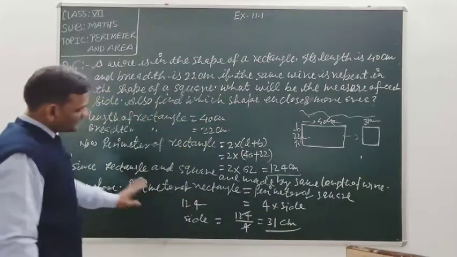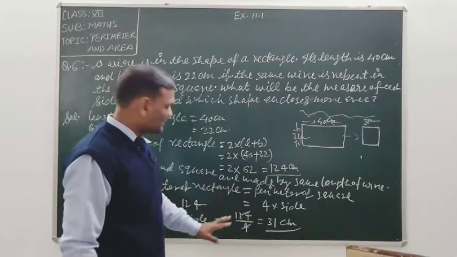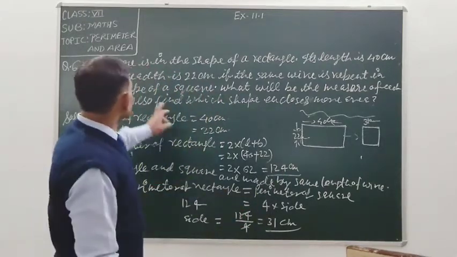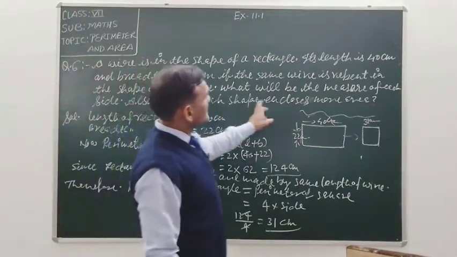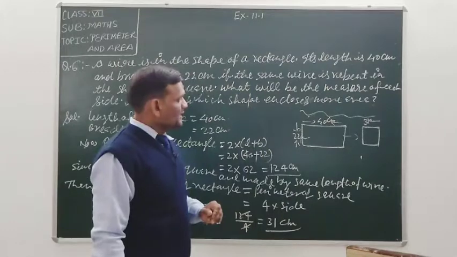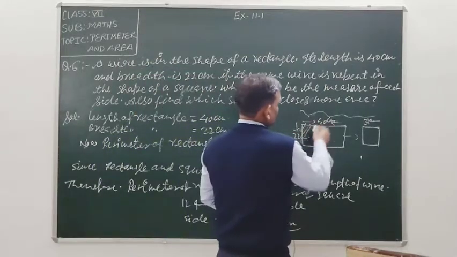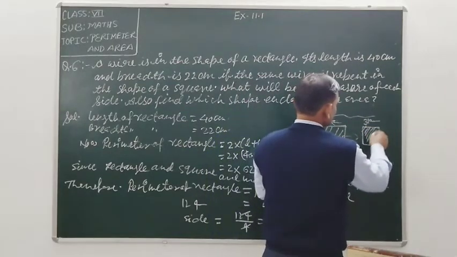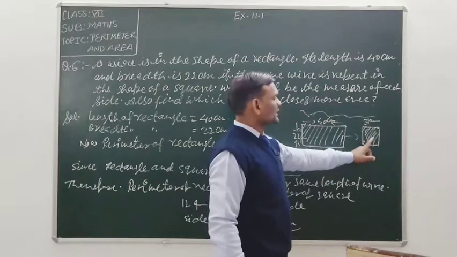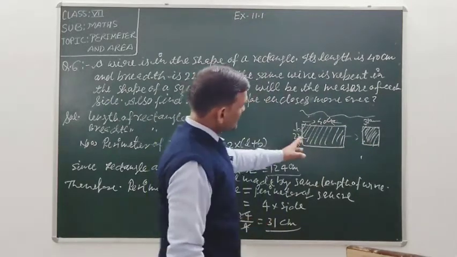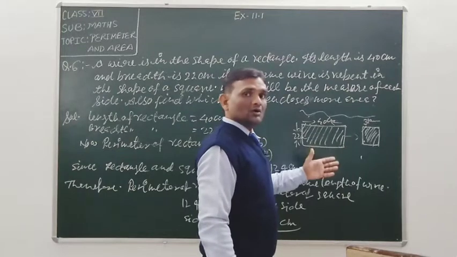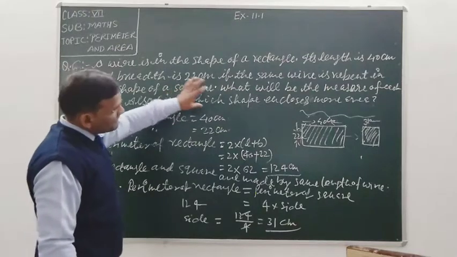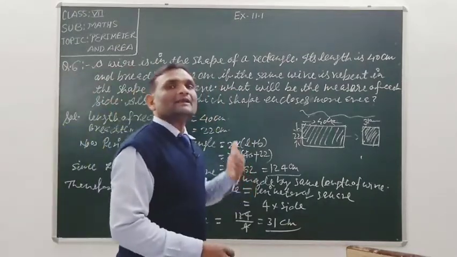Now student, you have found out the side of the square. Each side of the square will be 31 centimeter. And the second question is asking me, also find which shape encloses more area. Area, this amount of surface is area. This amount of surface of this square is called the area. So which shape encloses more area? So number by number we find the area of the rectangle, then area of the square. After this we can compare.